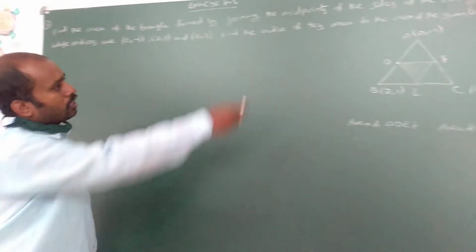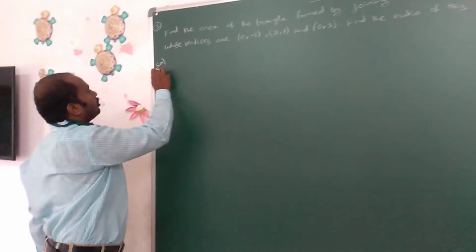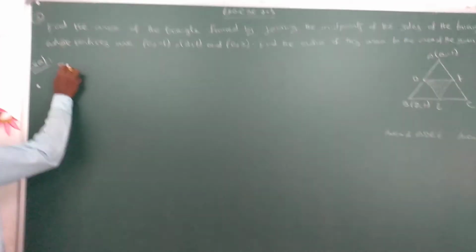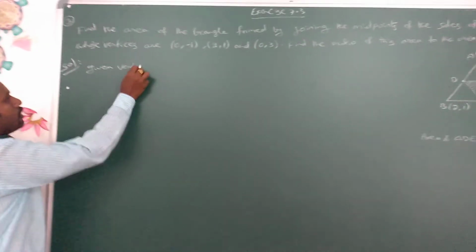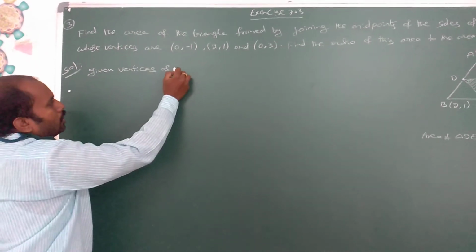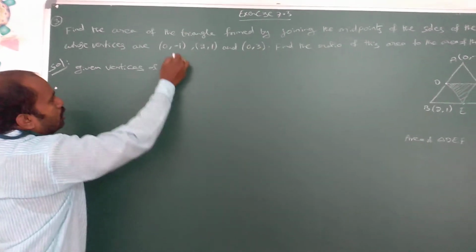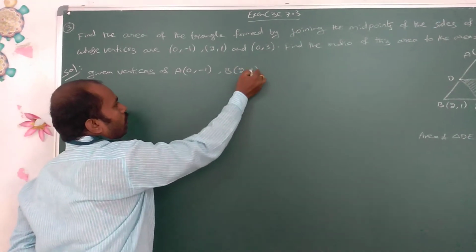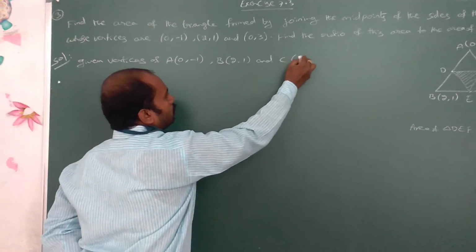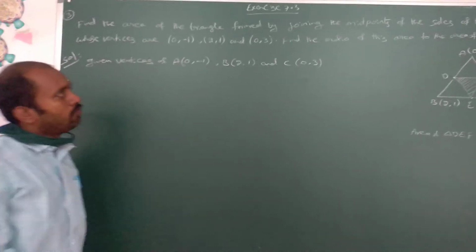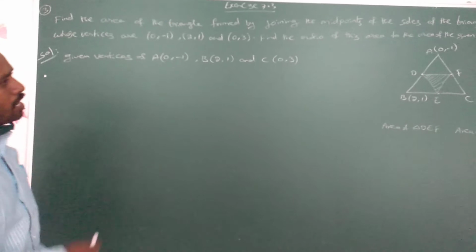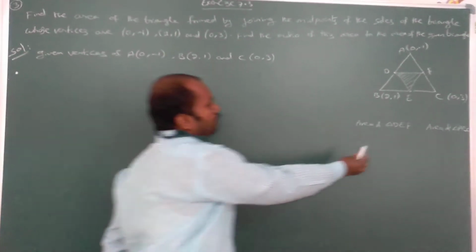So first you can take the given solution. What is given? Given the vertices of a triangle. Name the first one A, that is (0, -1), B (2, 1) and C (0, 3). These are the given vertices. Let us take A, B, C. Now find the area of triangle ABC. This triangle's area we can now find.